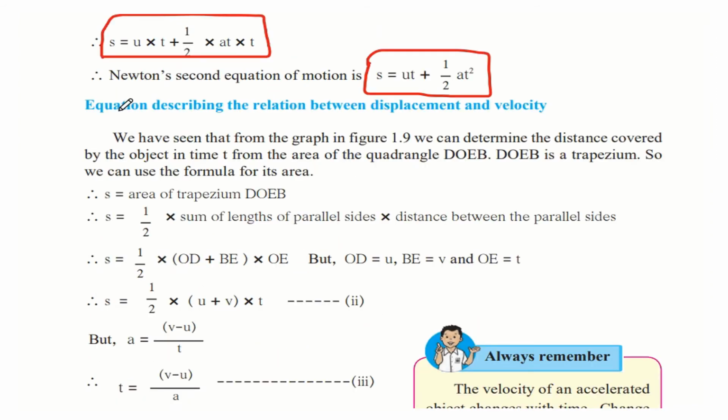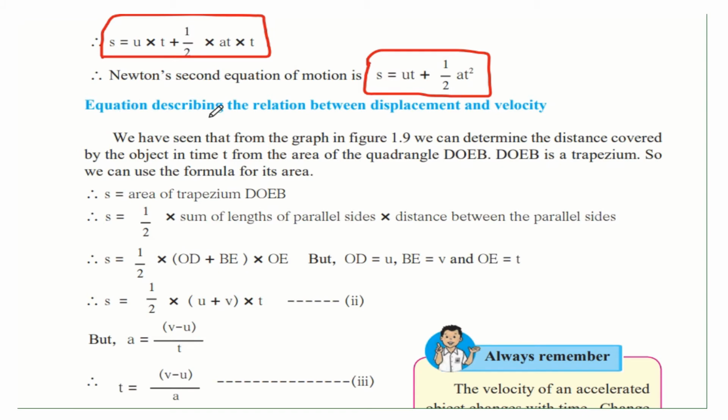So now we will see the derivation of the last equation, and that equation was describing the relation between displacement and velocity. If you remember that equation, it was v square is equal to u square plus 2as. We have seen that from the graph, we can determine the distance covered by the object in time t from the area of the quadrangle DOEB. But DOEB is a trapezium, so we can use the formula for its area.